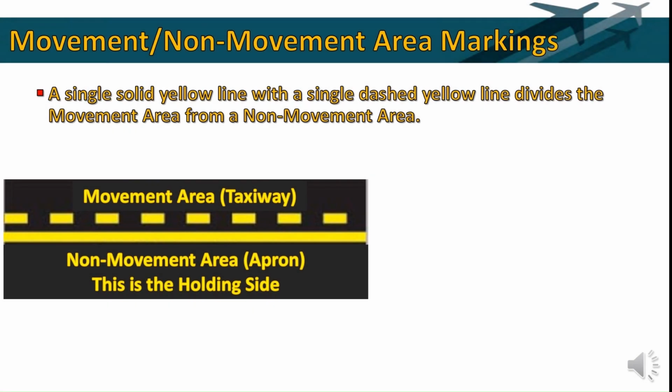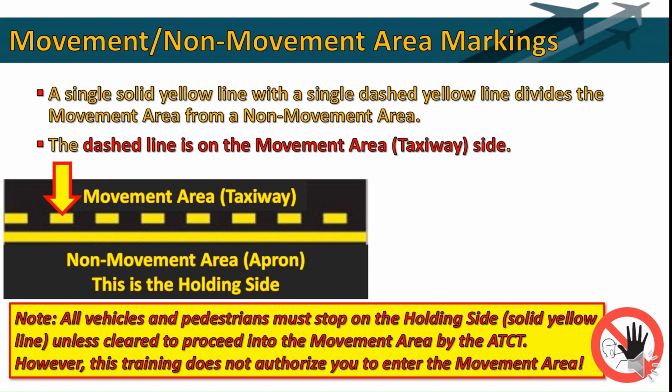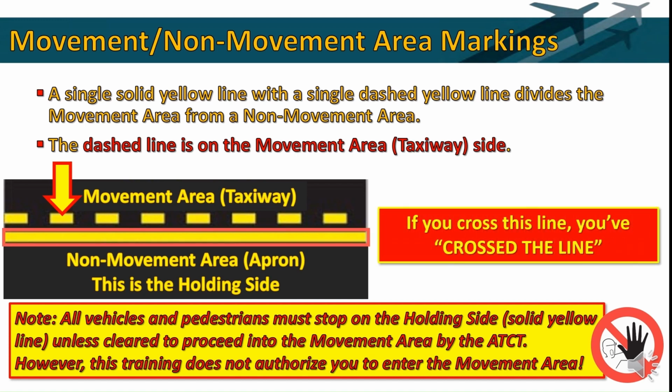Movement, non-movement area markings. A single solid yellow line with a single dashed yellow line divides the movement area from a non-movement area. The dashed line is on the movement area taxiway side. All vehicles and pedestrians must stop on the holding side, solid yellow line, unless cleared to proceed into the movement area by the ATCT. However, this training does not authorize you to enter the movement area. If you cross the line, you've crossed the line.